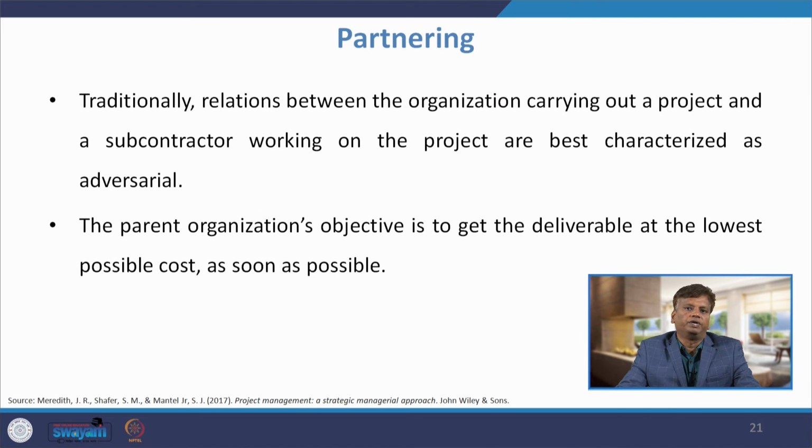Traditionally, relations between the organization carrying out a project and a subcontractor working on the project are best characterized as adversarial. Many times the relationship between the project and subcontractors will not be good. The project people may say that this subcontractor is delivering a product which is not of good quality, or that the subcontractor is not delivering at the right time. So, the relationship will not be good. The parent organization's objective is to get the deliverable at the lowest possible cost as soon as possible. This is possible only if you have partnering with your supplier or other member.